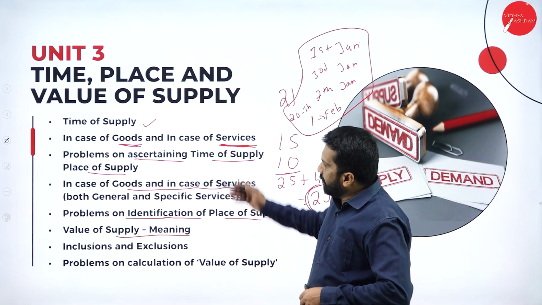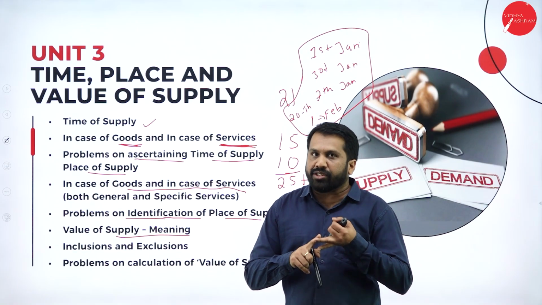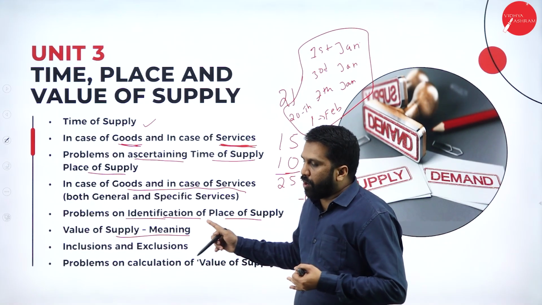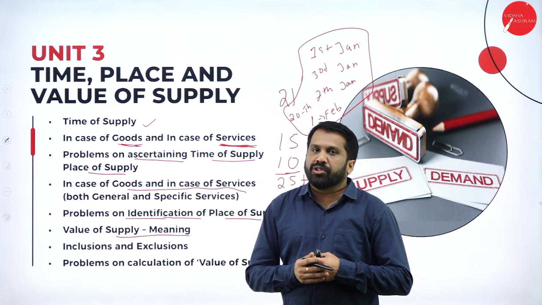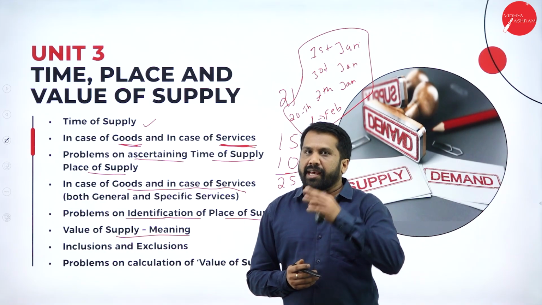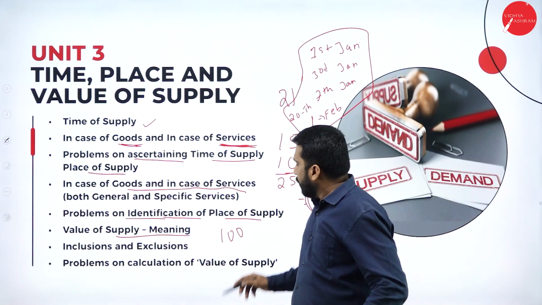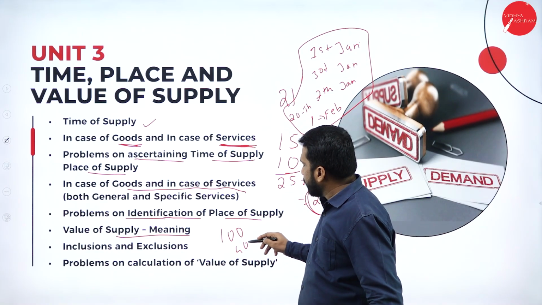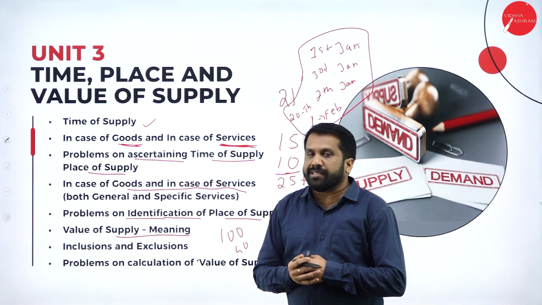Value of supply. Now, place is over, time is over. Now, the next thing is value. What price should I consider? Should I consider MRP? Should I consider the discounted value? Or, for example, everywhere it is available for 100 rupees, but because you are my brother, I am giving it to you for 40 rupees. Now tell me, on what price should I charge tax?